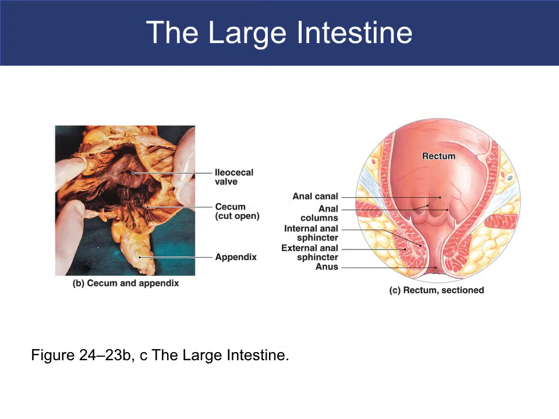Okay, here's the ileocecal valve inside. If you cut the cecum open and look at it, you can see this ileocecal valve. This is where the ileum dumps into the cecum, the colon, and then here's the appendix hanging off the end of it. This is a cross-section down through the anus, and this is the external anal sphincter out here.